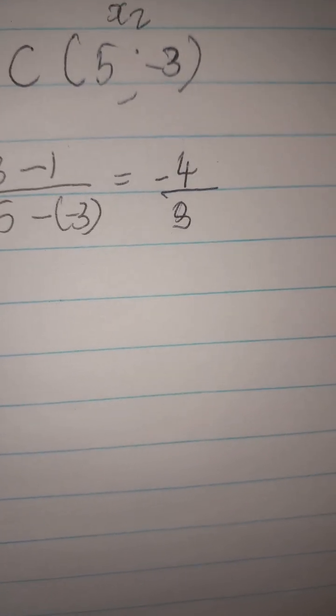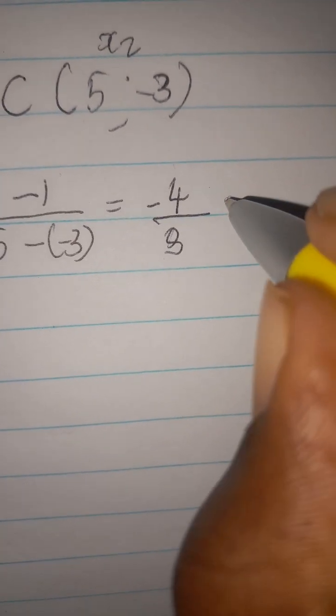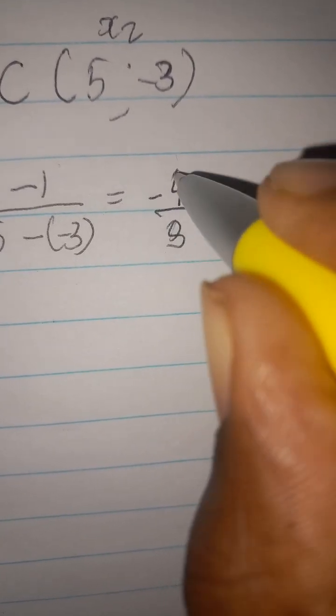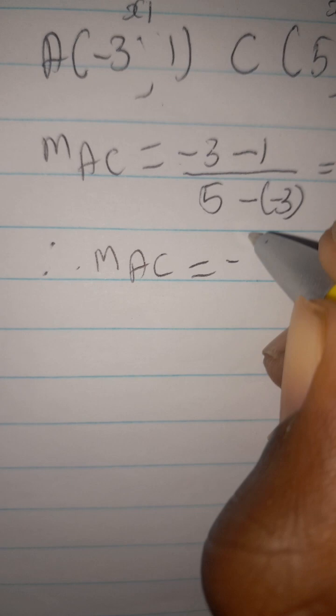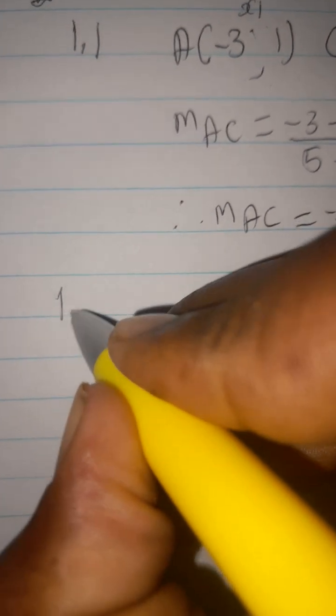So what is -4 all over 8? How many times does 4 go into 8? Definitely it goes twice. How many times does 8 go into 4? It doesn't go. So in other words, we are left with -half here. Meaning that the gradient of AC is -half, right? So that's the gradient. Okay, so we will look at 1.2 now.